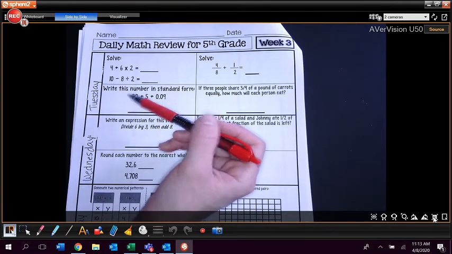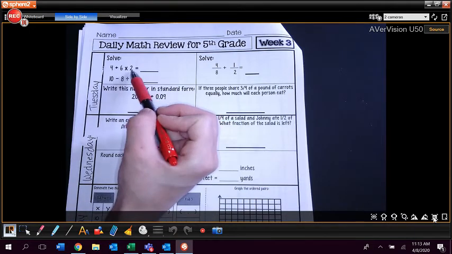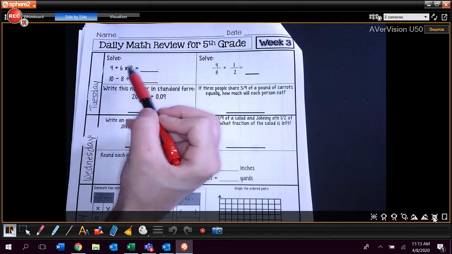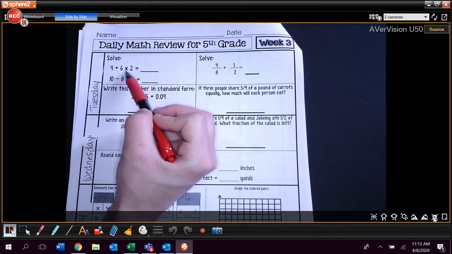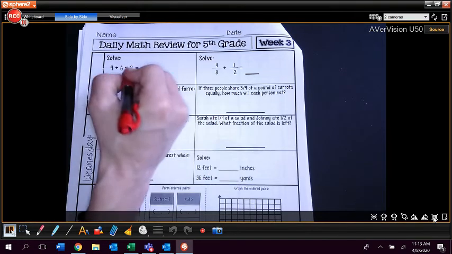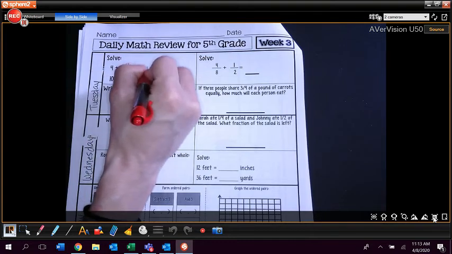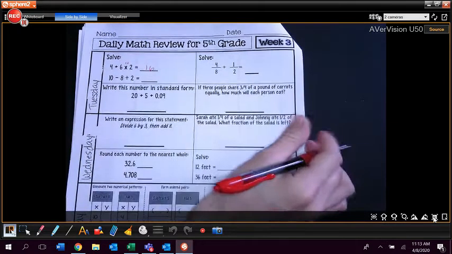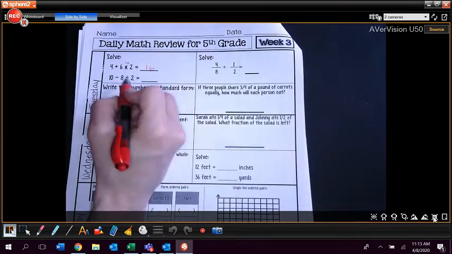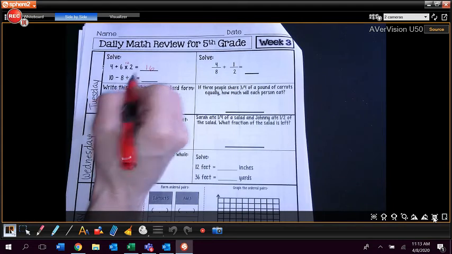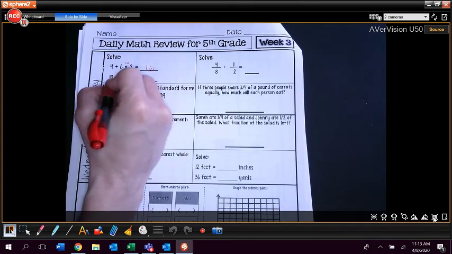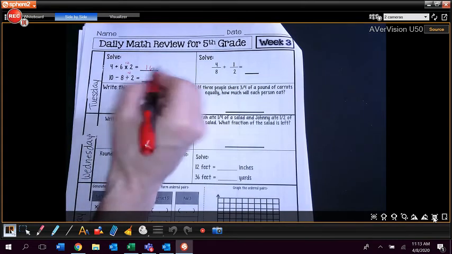So for Tuesday, remember, when we have the operations like this, we always do multiplication and then we add. So 6 times 2 gives us 12, plus 4, the answer was 16. For the one on the bottom, we divide first. So 8 divided by 2 gives us 4. Then 10 minus 4 gives us 6.